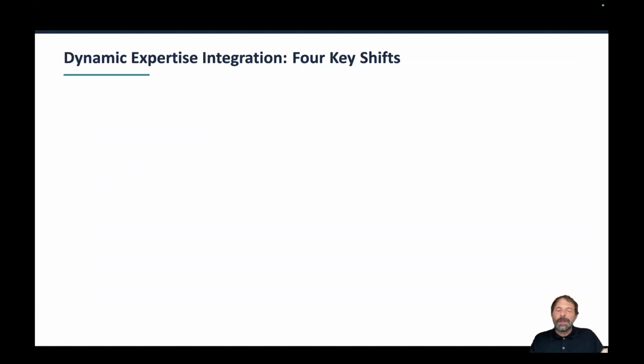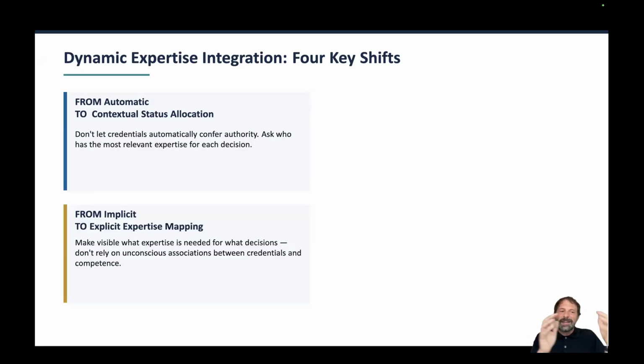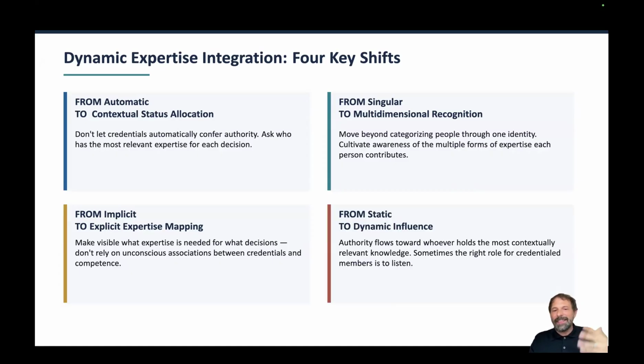Right. And so that's what we've been trying to move on here, this idea of dynamic expertise, right? Where you're moving from automatic to contextual status allocation, where it's not really about just credentials conferring authority, but you really ask who has the most relevant expertise for this decision. And from implicit to explicit expertise mapping, right? You make visible all the lived and trained expertises that each person is bringing into this, such that you can incorporate that as part of your decision making. And then you move from a singular to a multidimensional recognition of all the different things we need to actually make these decisions together. And then you're flowing such that you know that different people have different expertises and you can learn how to tune into that depending on the decision you're making. And then ultimately this shifts from a very static to a dynamic form of authority making, right?